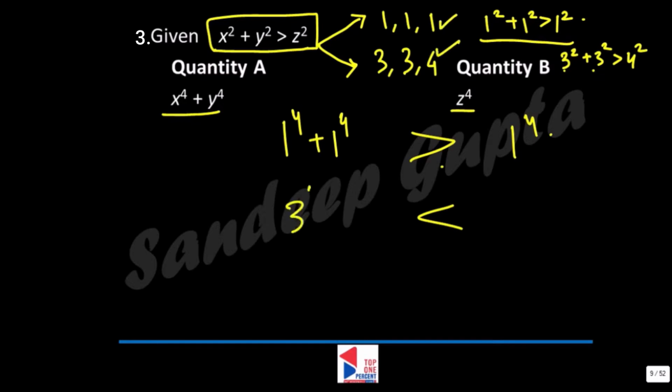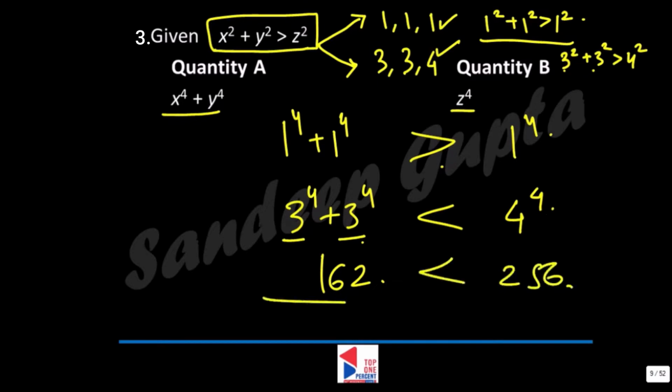But if I do 3 to the power 4 plus 3 to the power 4 and 4 to the power 4 here, whether this will be bigger or smaller, let's see. 3 to the power 4 is 81. Again 81, 81 plus 81 is 162. 4 to the power 4 is 4 square and square, that is 16 square, that is 256. So I get this less than.